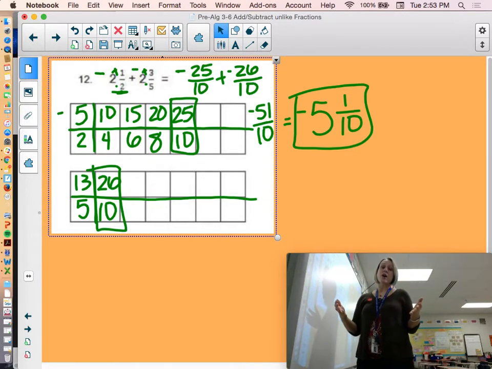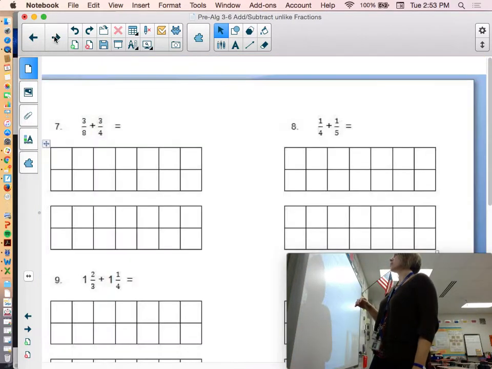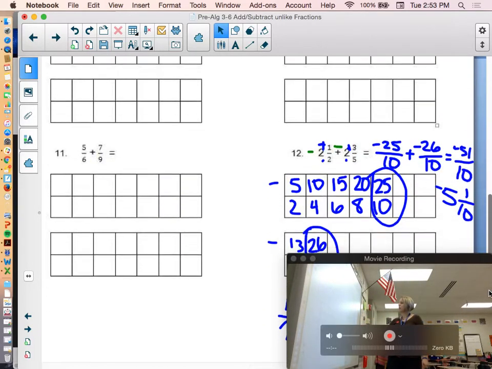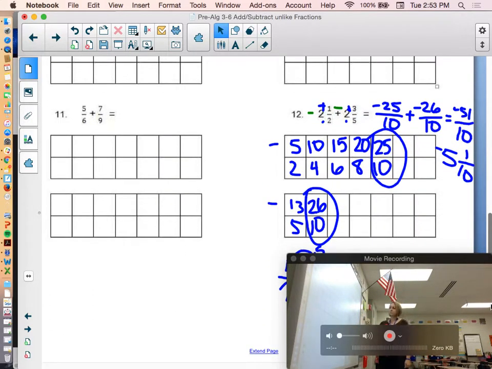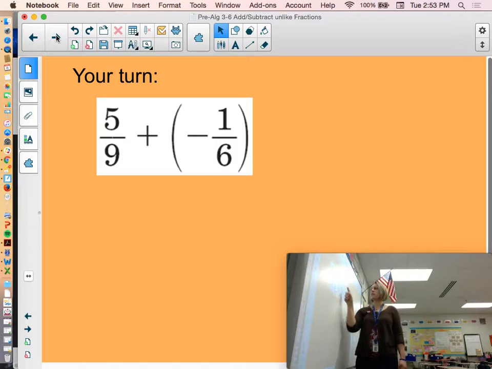If you're feeling like I'm talking too fast, remember you have these in your notes already, so you can just look at your notes. I'm just gonna check my answer and make sure that I got the same answer I got before. All right, awesome. Looking awesome. All right, your turn. Try this: 5/9 plus a -1/6. Be careful, these are different signs, so you need to subtract.